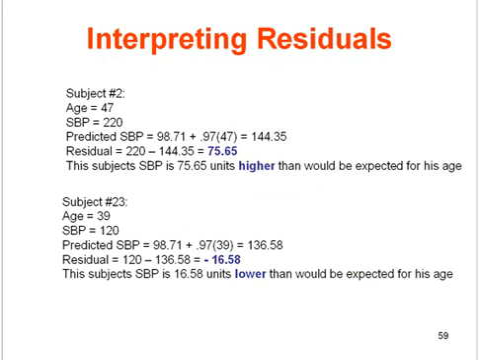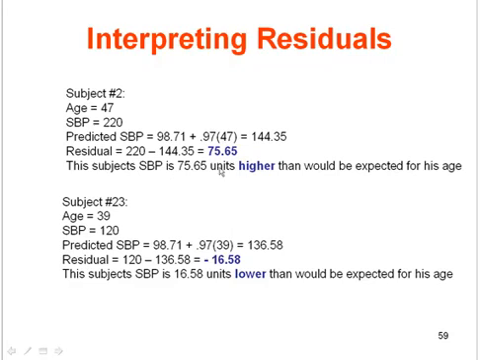We end by examining a few residuals. Subject number 2 was the outlier in this study. If you recall, there was one data point that was very much above the fitted line. The actual blood pressure of subject number 2 was 220. This 47-year-old person would be expected to have a blood pressure of 144.35. We get this value by substituting 47 into the linear regression equation.